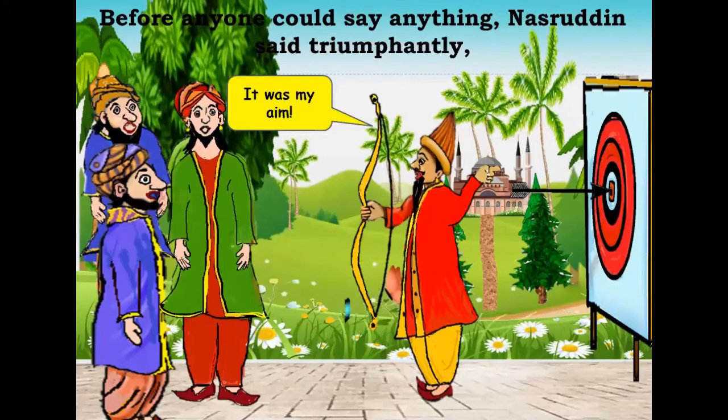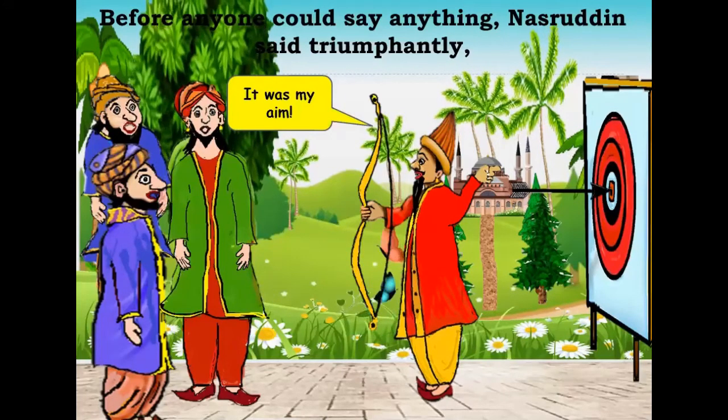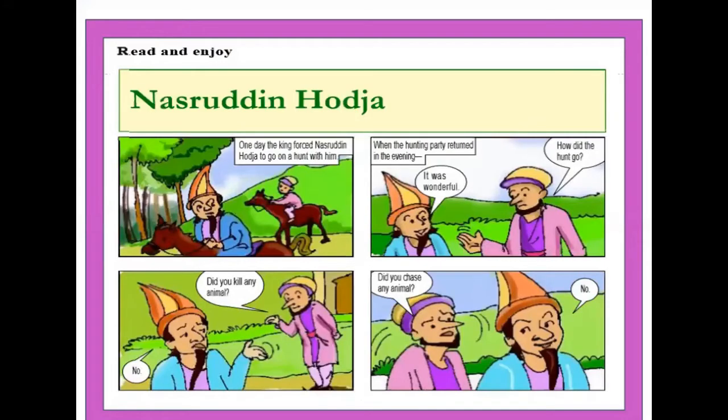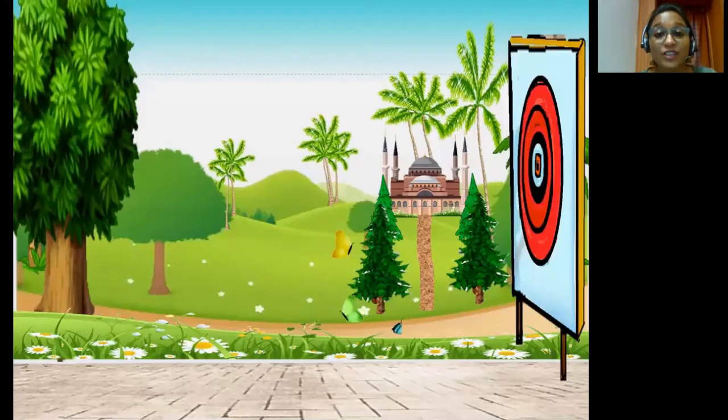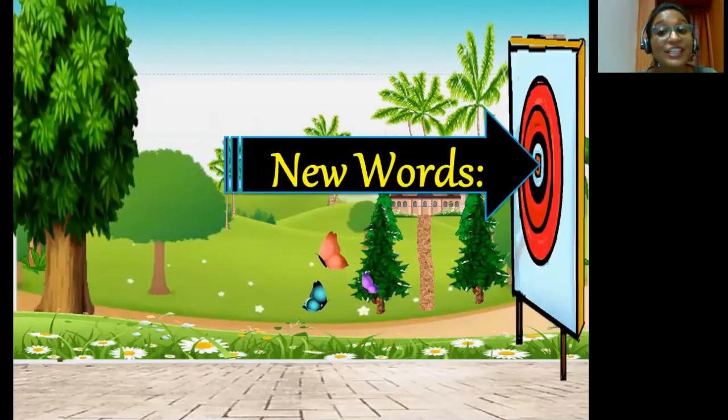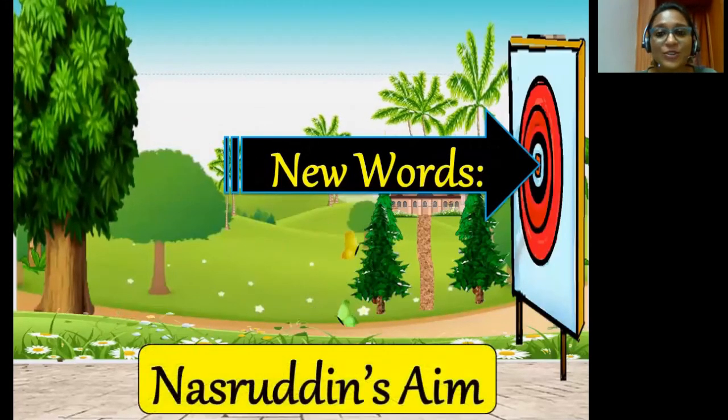Children, would you have also done the same thing if you were in Nasruddin's place? Think it over. Now, children, I am sure that you would want to read many more stories about Nasruddin. Don't worry, children. In page number 48 and 49 of your Marigold textbook, you have got two stories about Nasruddin Hoja. You can read and enjoy these stories. Okay, children? Now, children, it's time for us to discuss the new words of the lesson, Nasruddin's Aim.